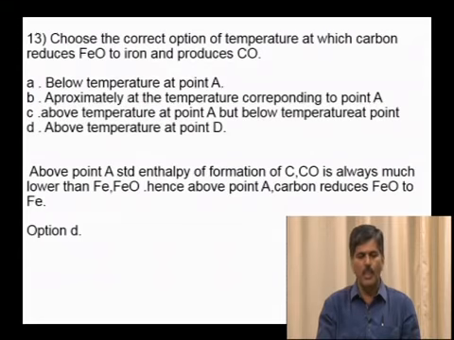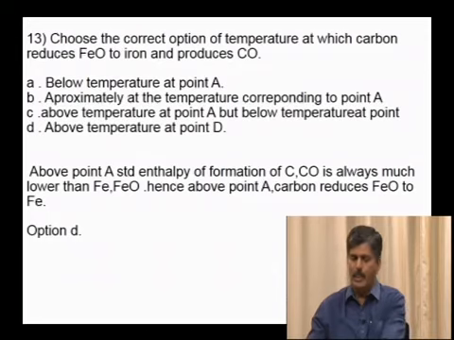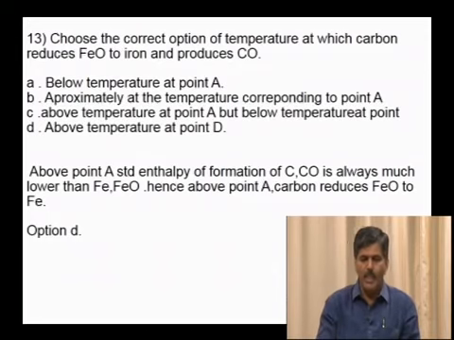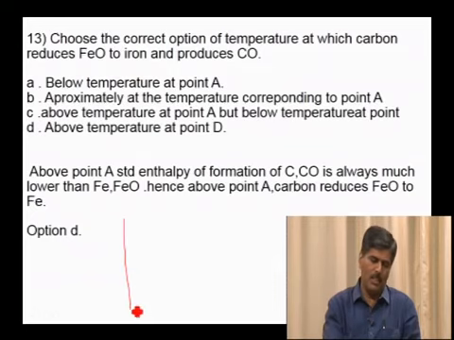The options are: option A, below the temperature at point A; option B, approximately at the temperature corresponding to point A; option C, above the temperature at point A but below the temperature at point D; and option D, above the temperature at point D. Let us see the graph for this question. Ellingham diagrams are plots formed by plotting standard free energy change along the y axis and temperature along the x axis.